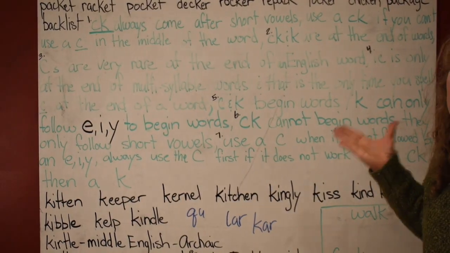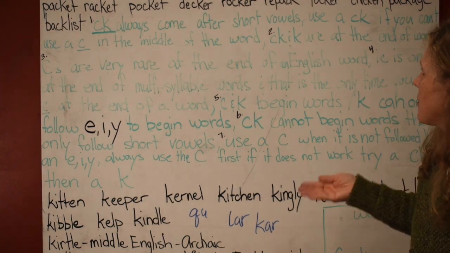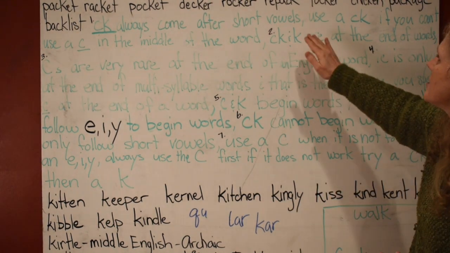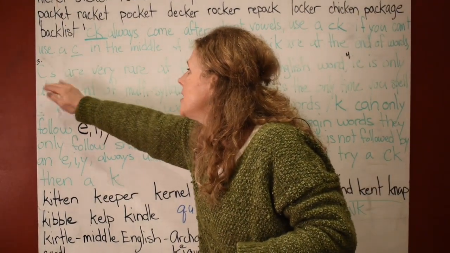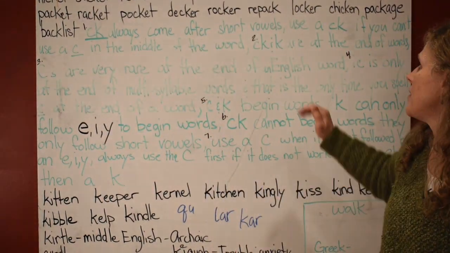Okay, so let's just do a couple of definitions again that were at the beginning of the lesson. C's, CKs, and Ks are at the end of words, and C's are very rare at the end of an English word.